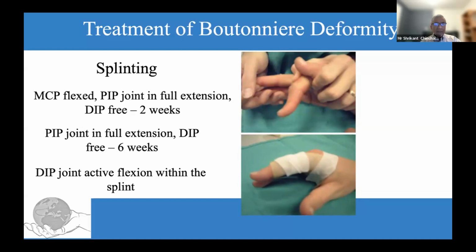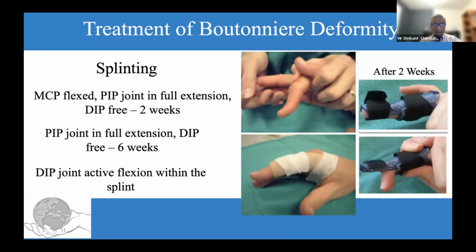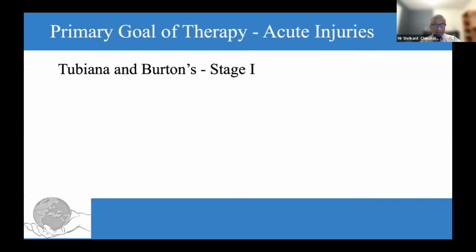And then DIP joint active range of motion within the splint will encourage the DIP joint to flex. And then there are certain other advantageous actions that go on when you allow a person to flex the DIP. And after 2 weeks, I'll provide these patients with the circumferential splint, which maintains the proximal phalanx and middle phalanx stationary, leaving the DIP joint free for active flexion.